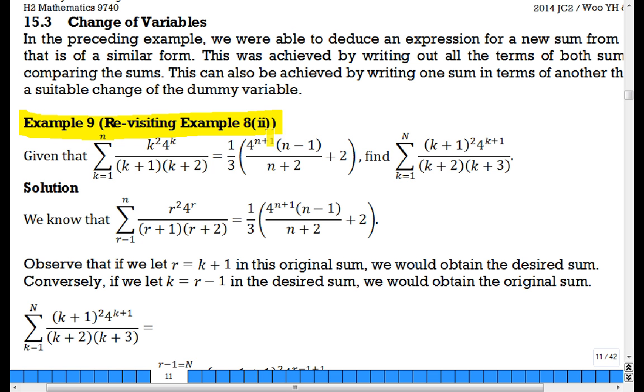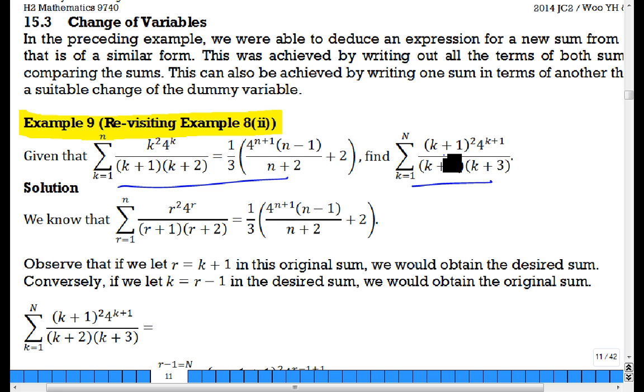Ready? Okay. This problem is exactly the same. That means given this, find this. Exactly the same. Now, some of us who are fast will realize that actually, can I do a substitution?